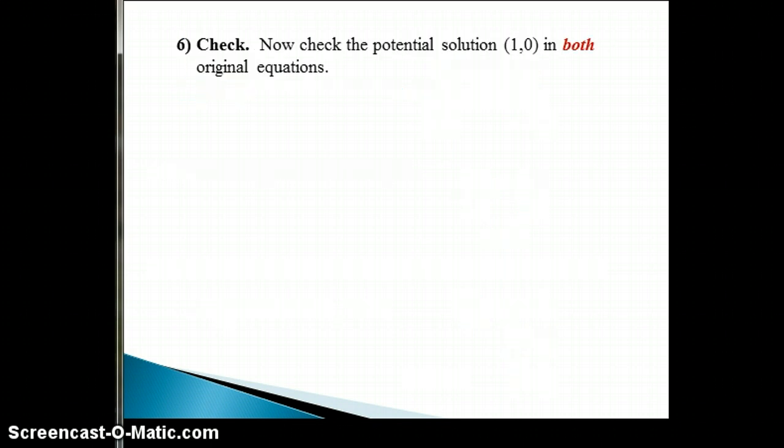Our last step is to check this potential solution. Remember that we must check it in both equations. Here's the top equation from our original system. We plug in 1 for x and 0 for y and see if this is a true statement.